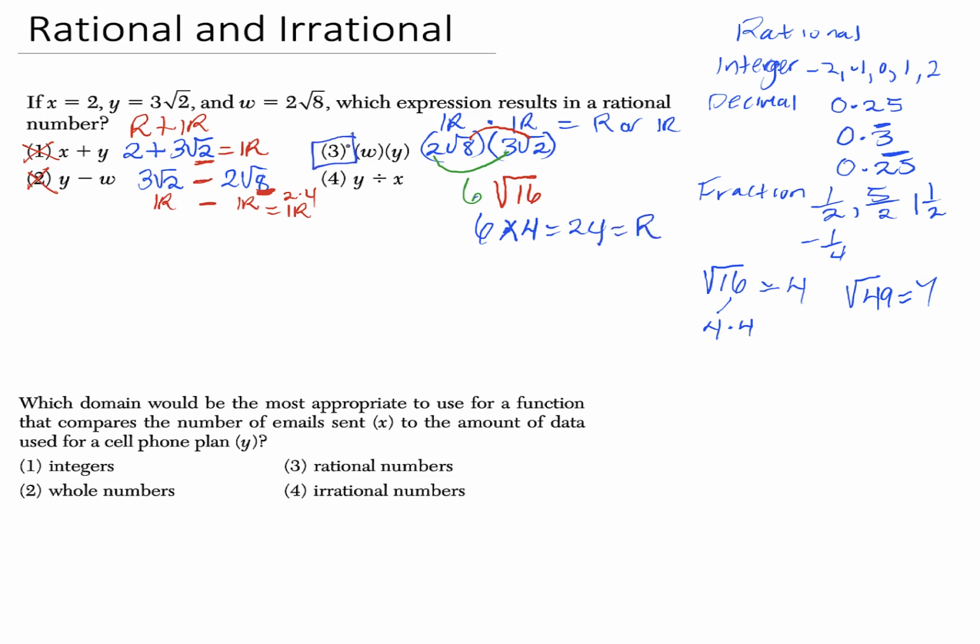So our answer is number 3. Always remember, when you multiply two irrational numbers, your answer may be rational or irrational. And this only happens with multiplication and division.